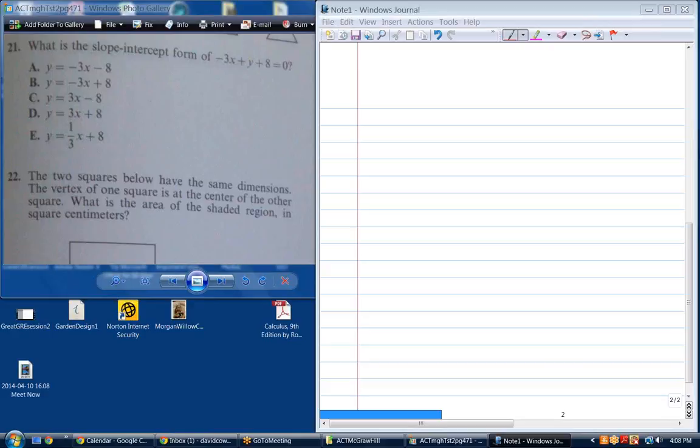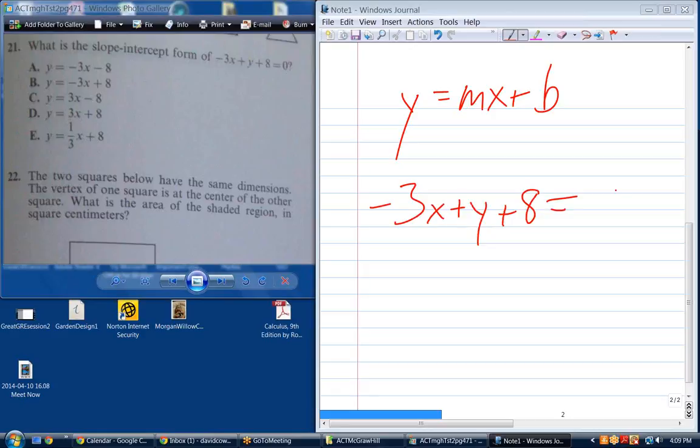To start off, you have to isolate y. Okay. How about tell me what the slope-intercept form is? Y equals mx plus b. Okay, so good. You figured out you got to isolate y, so I got this to start with.